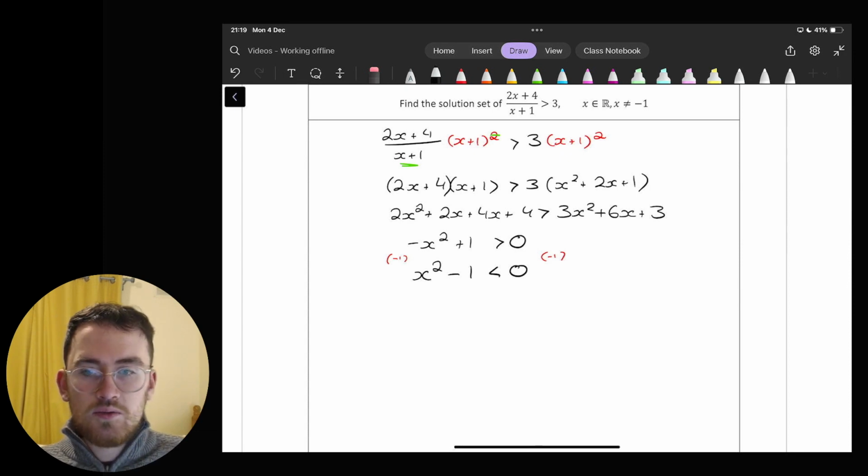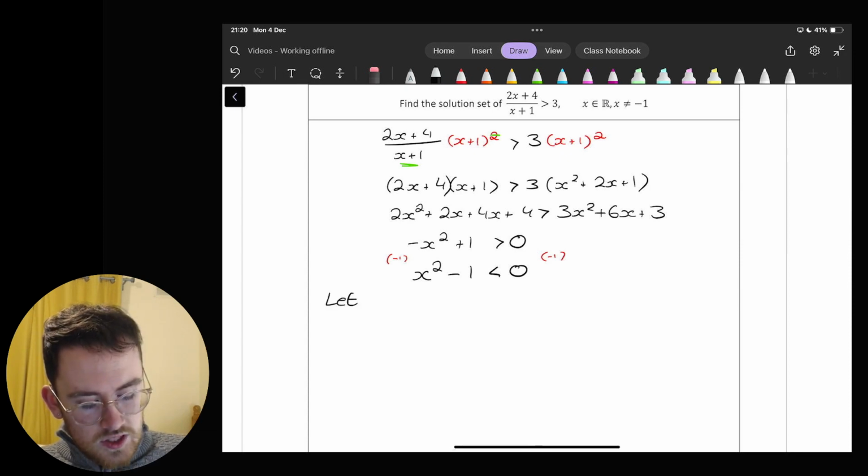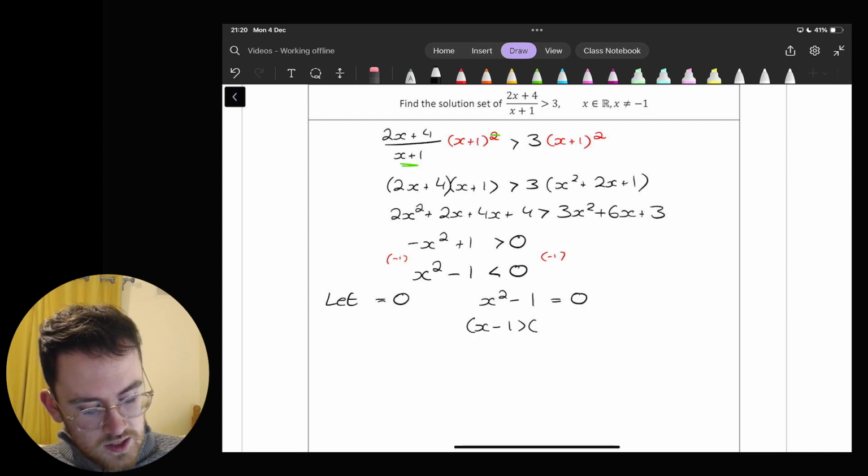Looking at this now, we're just going to solve it like a quadratic inequality. The first thing we do is find the roots, so we let it equal 0. x² - 1 = 0. That's an example of a difference of two squares.